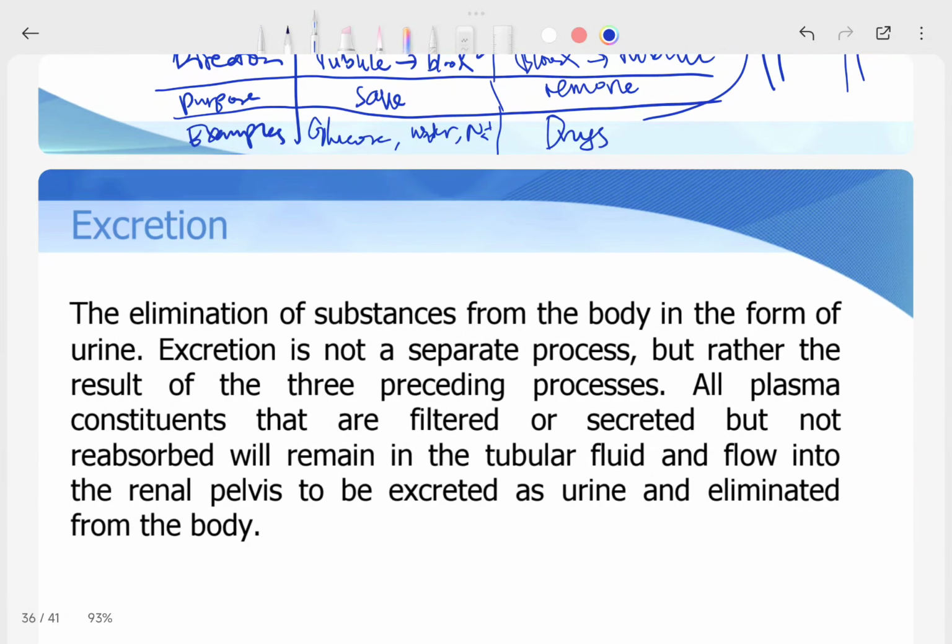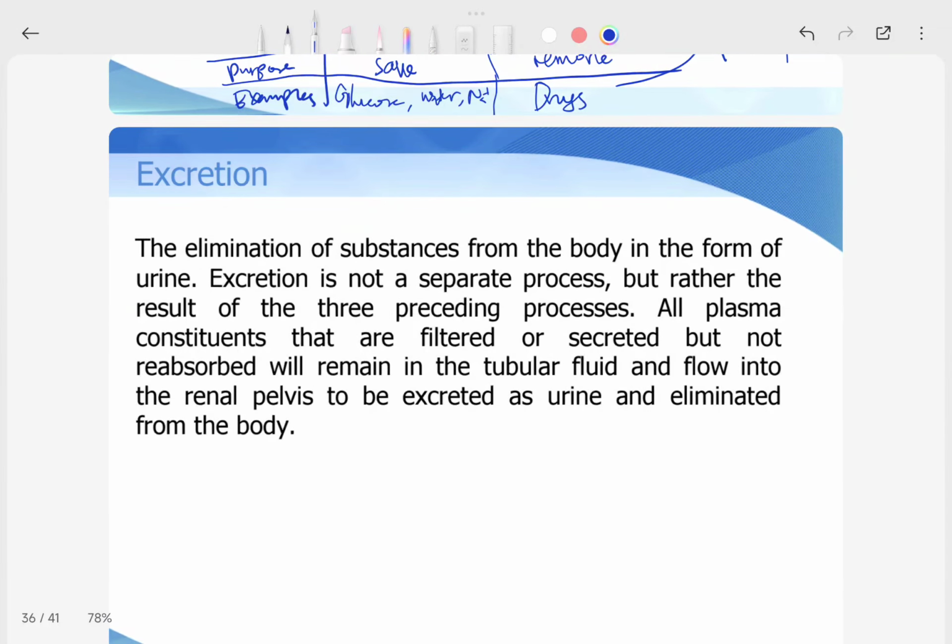Okay, let's go to the next one, which is excretion. Excretion is the elimination of substances from the body in the form of urine. Urine is the last formation of the excretion. Excretion is not a separate process, but rather the result of the three preceding processes. So excretion is not a part.